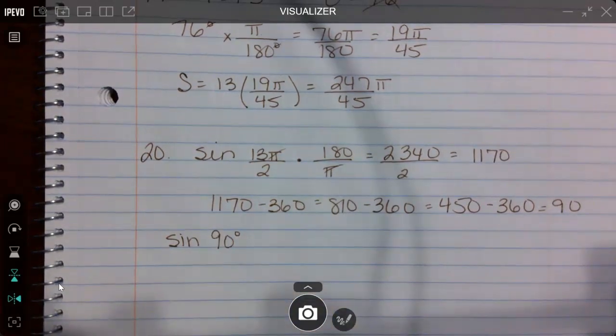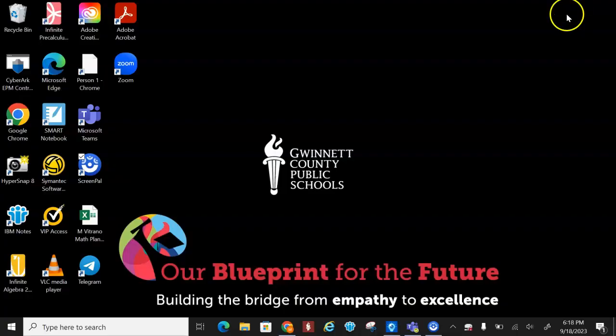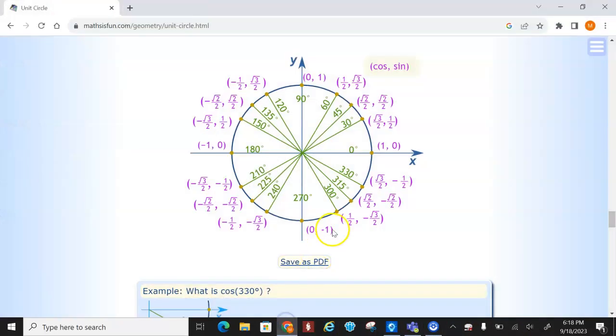I kind of accidentally might have forgotten my unit circle when I came home. So here's 90 degrees, and sine, is it first or second? And the answer is second, so the answer is 1.